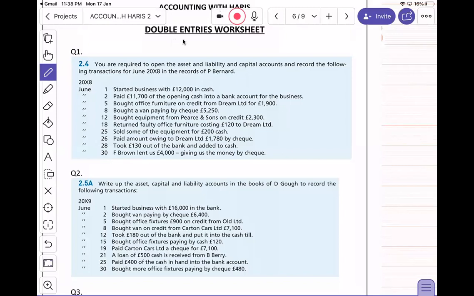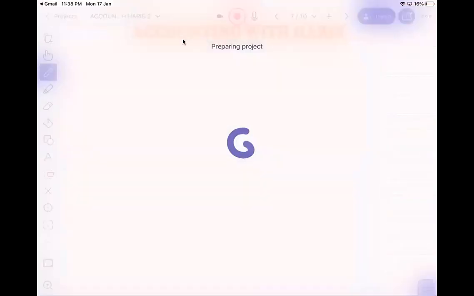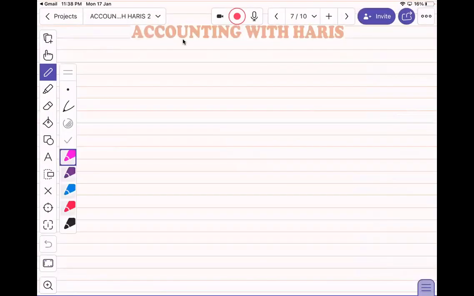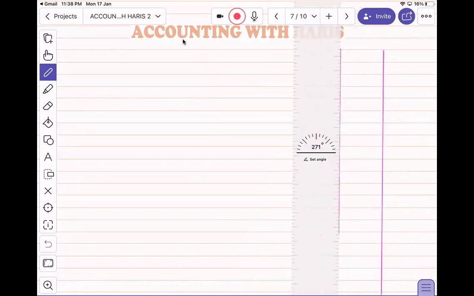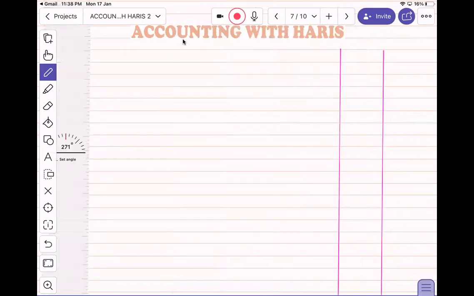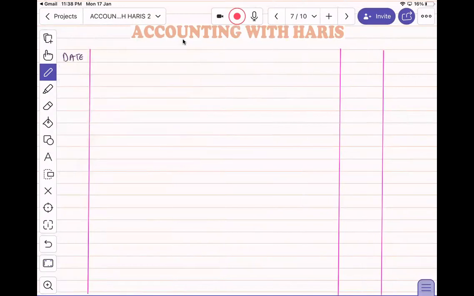So if you look at question number 2, we'll be doing journal entries for these transactions. Whatever we have learned, we'll be following that. So the first column is for date. The second column is for particulars.